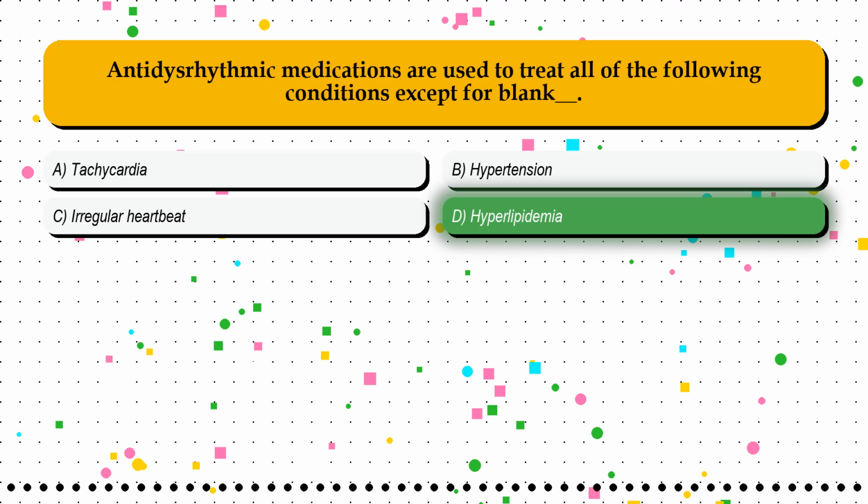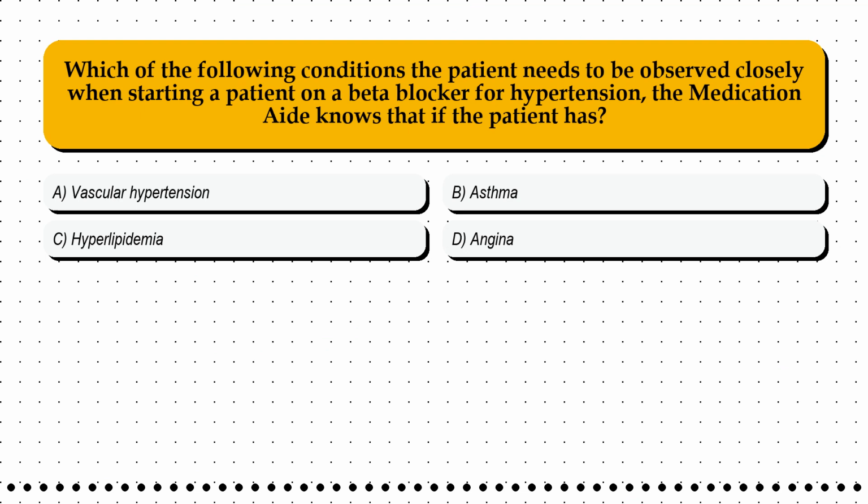The correct answer is option D, hyperlipidemia. Question 104. Which of the following conditions needs the patient to be observed closely when starting a patient on a beta blocker for hypertension? The medication aide knows that if the patient has option A, vascular hypertension, option B, asthma, option C, hyperlipidemia, option D, angina.